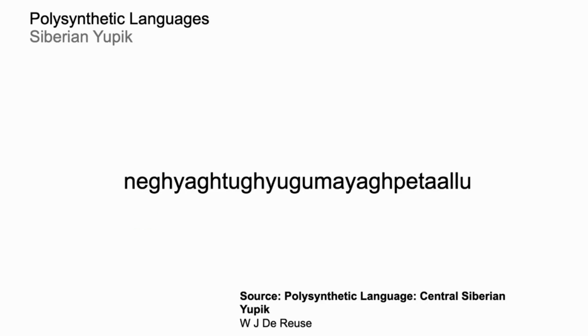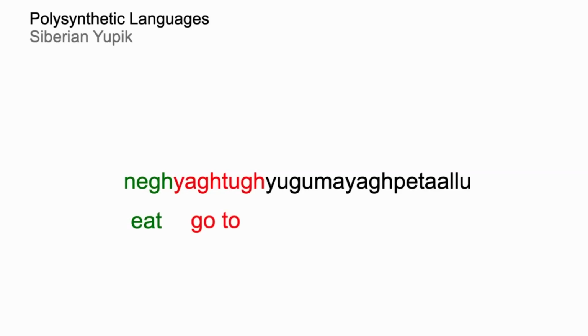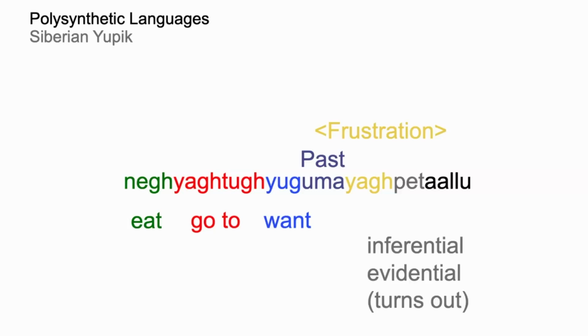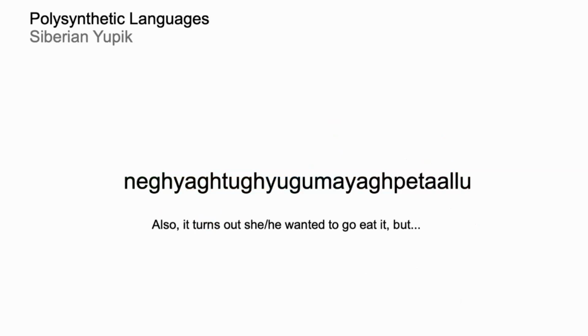It's the entire sentence. So if you look at it, Neg means eat. Yaktug means to go to. Yug means want. Uma is the past, something happening in the past. Yag expresses frustration. Pet means if inferential evidential, it means it turns out that. And A is the third person, and Lu is also. And so if you paste that all together, it means also it turns out that he or she wanted to go eat it, but with the frustration component, right?